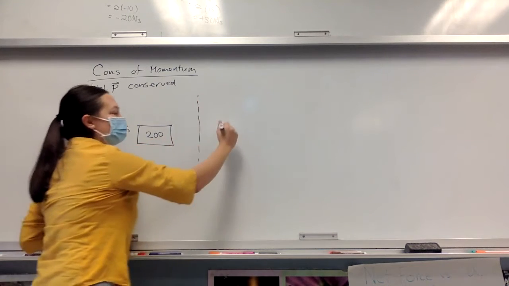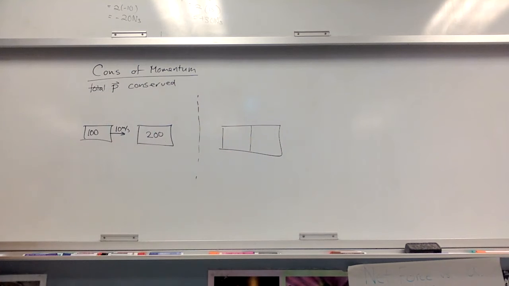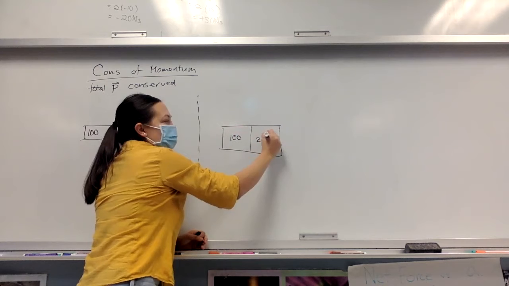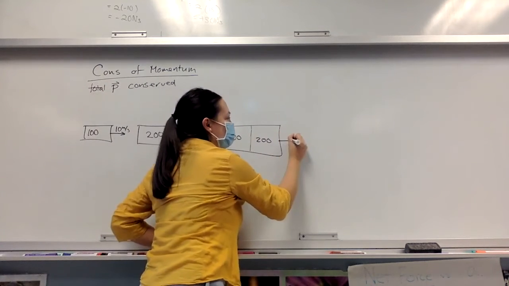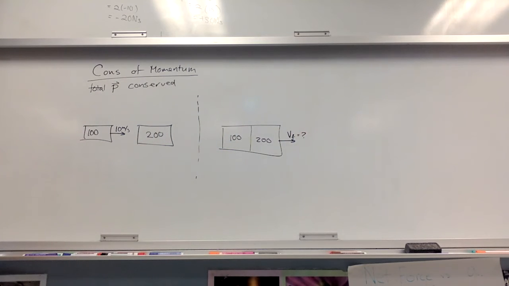So I'm still doing a before and after diagram. Now I have two objects. I've got my two different carts. They stick together to make 300 kilograms total, and they move with an unknown speed, VF. I can tell this is a conservation of momentum problem because I have two objects, they interact with just each other. And since they interact with just each other, the total amount of momentum stays the same.